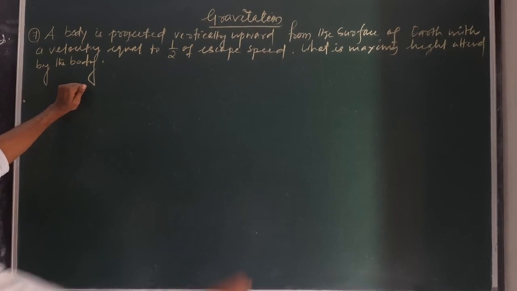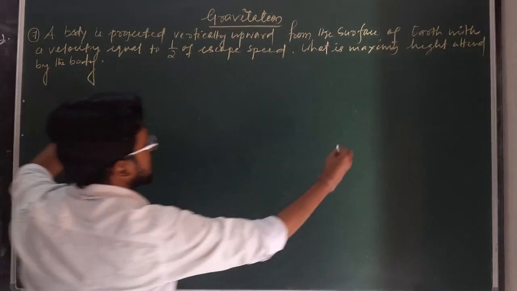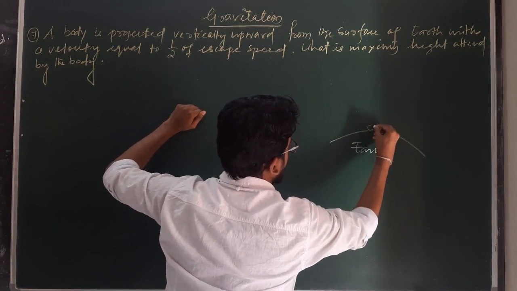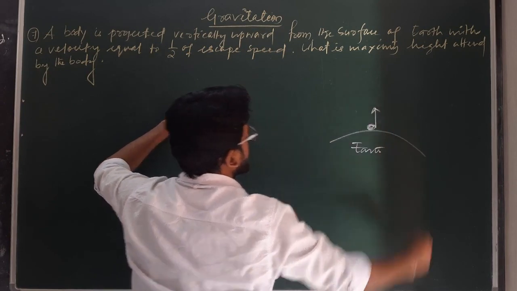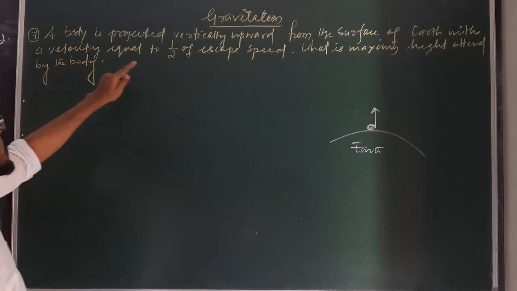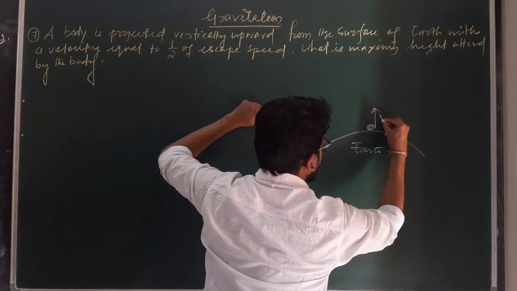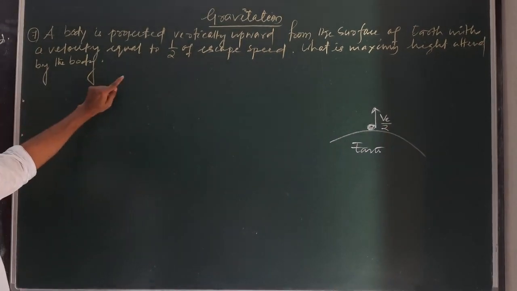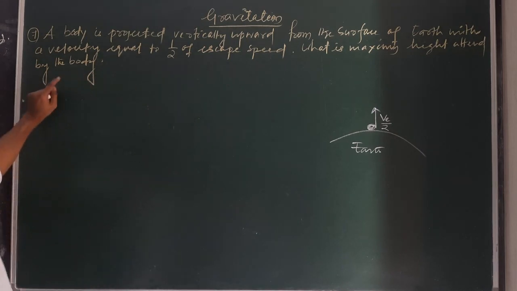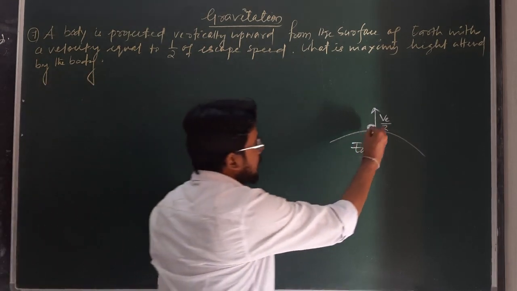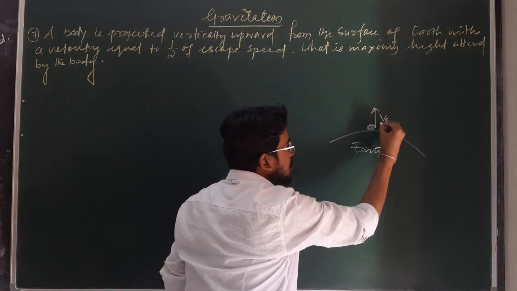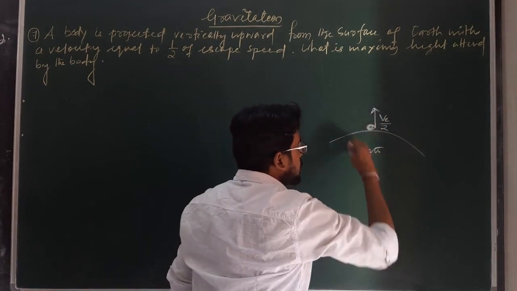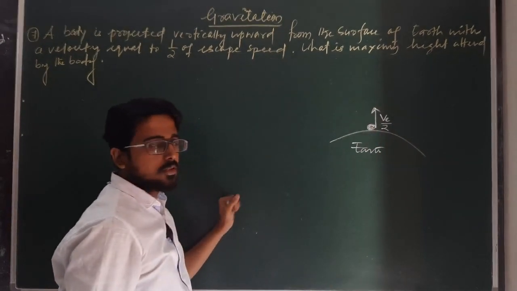Okay, then student, the next question is like this: a body is projected vertically upward from the surface of earth. Here is the surface of earth, and this is the body which is projected from the surface of earth with a velocity equal to half of escape velocity. So the initial velocity is VE by 2. What is VE? That is escape velocity for surface of earth. What is the maximum height attained by the body? So when initially the body is projected upward with a velocity equal to half of the escape velocity of earth, it moves under the action of gravitational force or gravity.